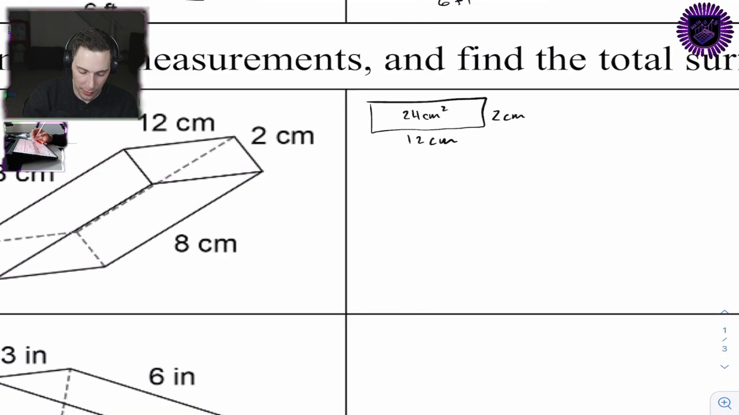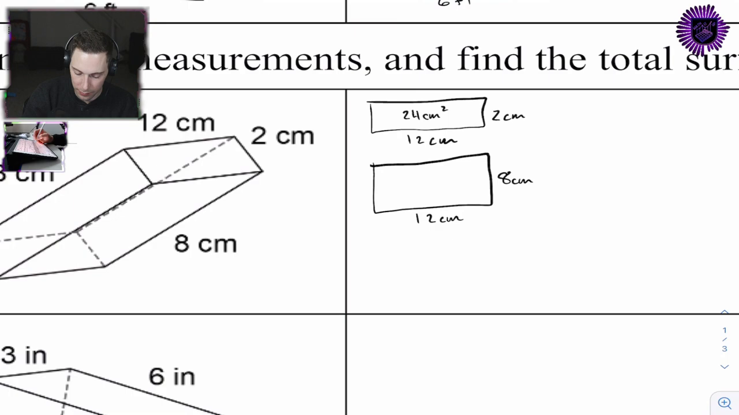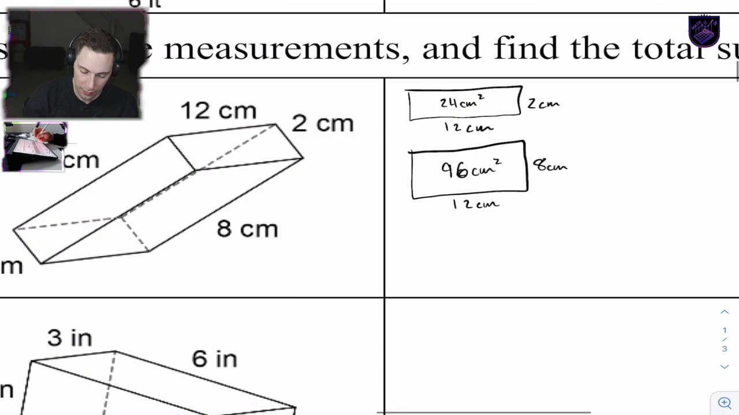We have a bit larger. Trying to keep my drawing somewhat accurate. 8 centimeters by 12 centimeters. And 8 times 12 is going to be 96. 80 plus 16, yeah, 96 centimeters squared. And then we have a bottom piece that's 8 by 2. And this one's going to be thin and a bit shorter. 2 centimeters by 8 centimeters, and that's going to be 16 centimeters squared.